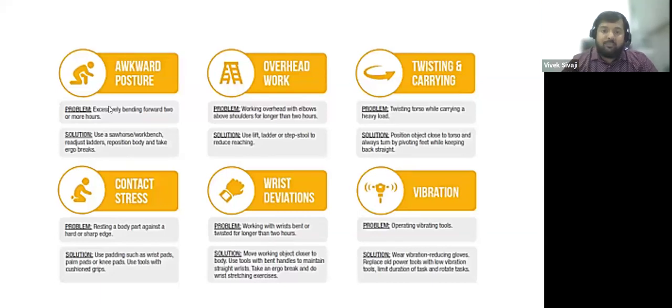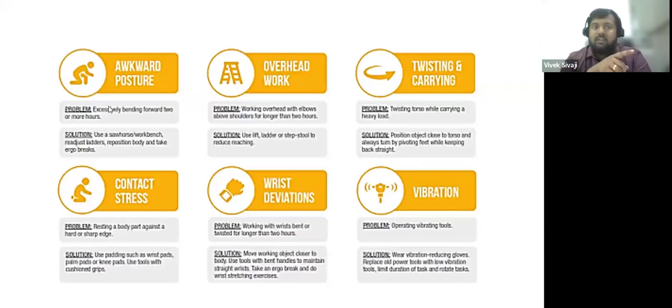Wrist deviations, working with the wrist bent or twisted for longer than 2 hours. See, we have got a range, right? We have got a range. You go beyond it, that's gonna cause a lot of trouble for us, right? So you want to move the working object closer to the body, use tools with bent handles. We'll talk about that a little while later. Take ergonomic breaks in between to allow your body to relax. And lastly, vibration. Now, every safety professional knows about this.